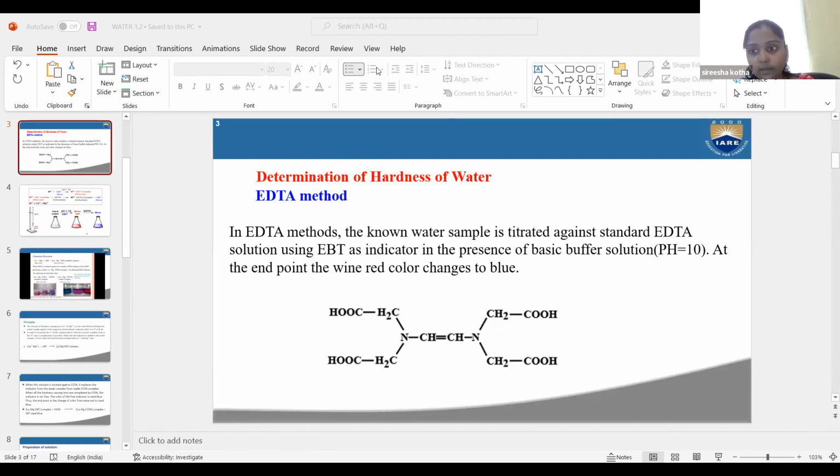Okay, so how many steps are present in the calculation method? We already discussed, right? The first step is standardization of EDTA, the second step is estimation of total hardness, the third is estimation of permanent hardness, and the fourth is estimation of temporary hardness.